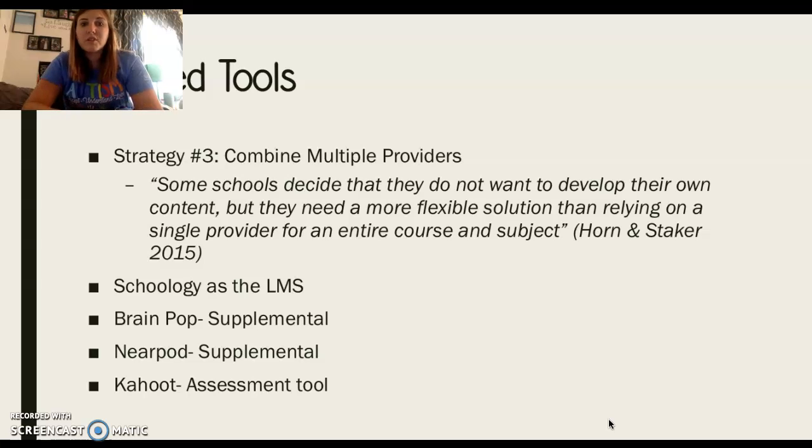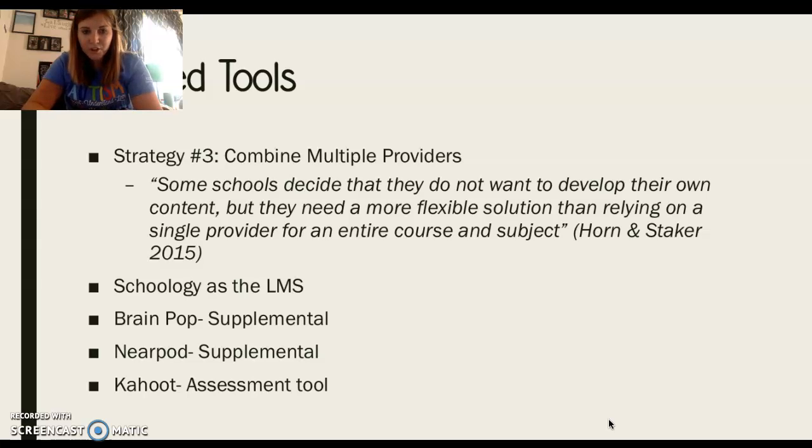Blended tools. So strategy number 3 is what I would foresee in our school being the best, which is to combine multiple providers. So some schools decide that they do not want to develop their own content, but they need more of a flexible solution than relying on a single provider for an entire course and subject.